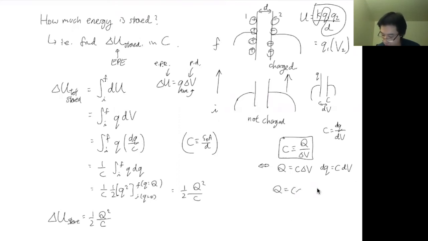You can rewrite it this way. Just like after you learn that density is mass per unit volume, you can always rearrange these things to make it convenient in whatever problem you need to solve. So you can rewrite it in different ways. So if you plug in C equals Q over delta V, right?